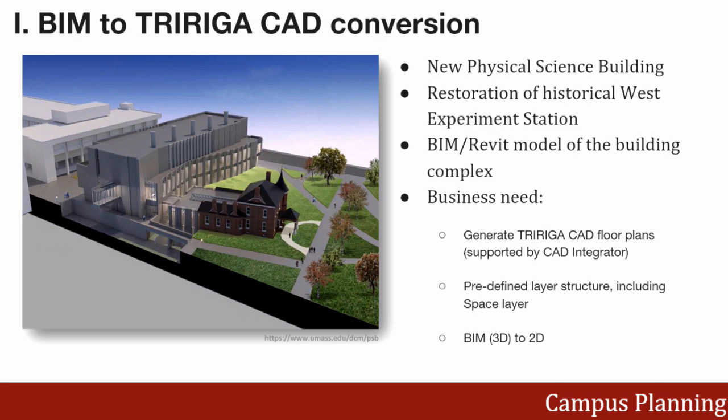So I want to talk a little bit about our new physical science building that we're just occupying now over the summer. That also allowed us to do a restoration of our historical West Experiment Station. As I said, the final deliverables were a BIM Revit model of the building, and we need to then take that model and generate TRI CAD floor plans that have a very predefined data layer structure and space layers, and basically then going also from 3D to 2D.